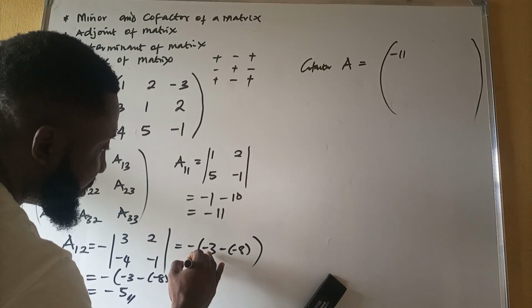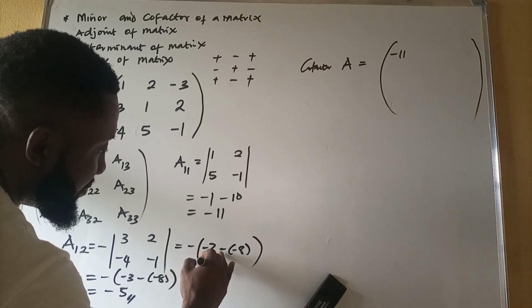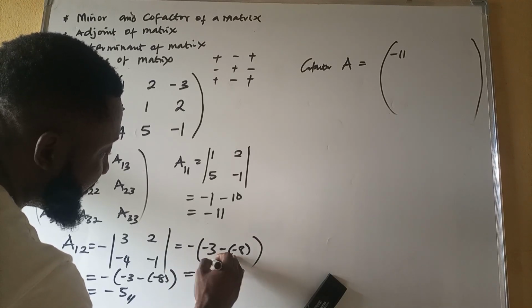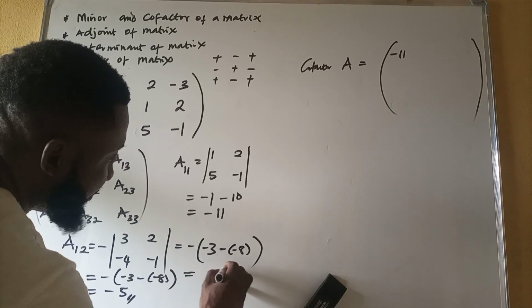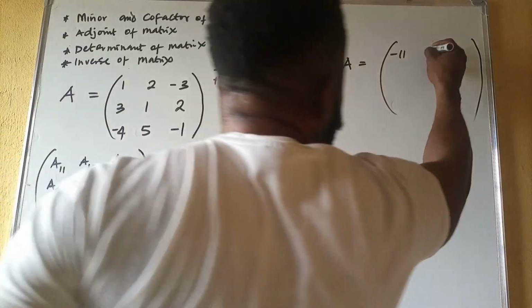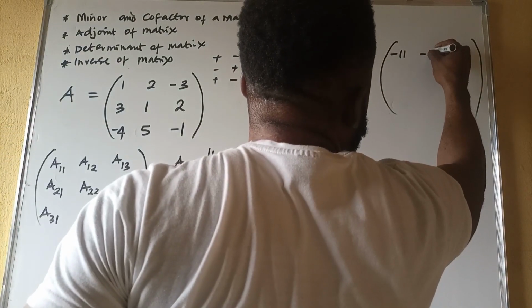So minus 3 minus 8. That will give us 5. 5 times minus 1, that will give us minus 5. So we have minus 5 in that one there. So that will be minus 5. I'll come to this point, I'll put minus 5.